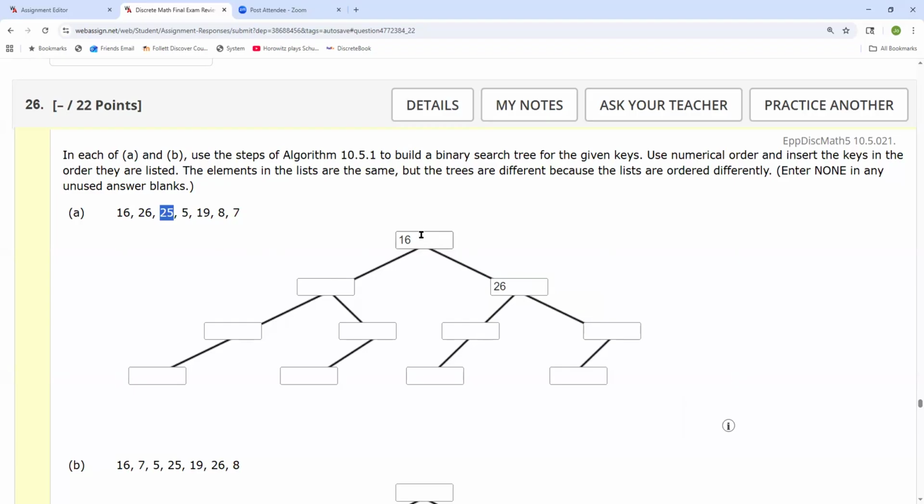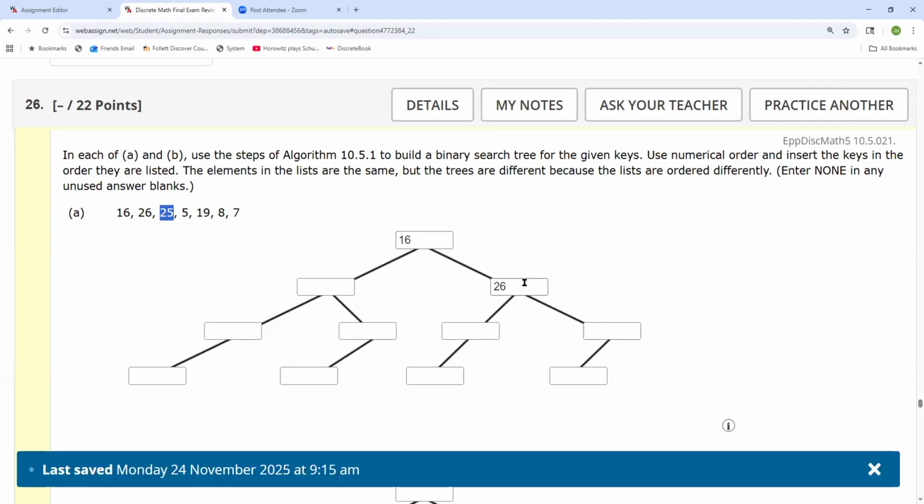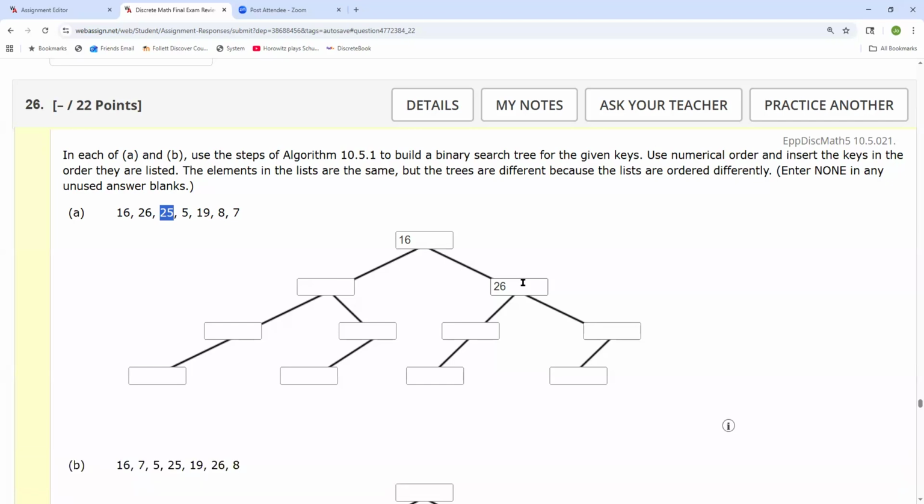So is 25 bigger or smaller than 16? Bigger, so go to the right. Now there's already a spot there, so you can't use that spot, so you do it again. Is 25 bigger or smaller than 26? Smaller, so go to the left. Now go to 5. Insert 5 into the tree using the same algorithm.